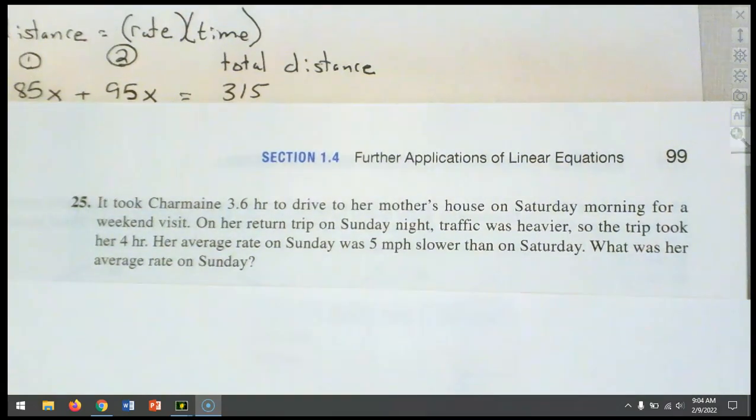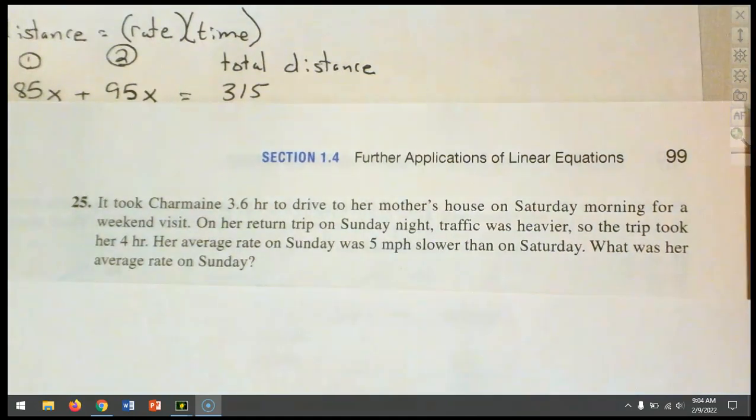On question 25, Charlemagne took 3.6 hours to drive to her mother's house on Saturday morning for the weekend visit. On her return trip on Sunday night, traffic was heavier, so it took her 4 hours. Her average rate of speed on Sunday was 5 miles per hour slower than on Saturday. What was her average rate on Sunday? So first thing we need to do is figure out if this is addition, subtraction, or if this equals.